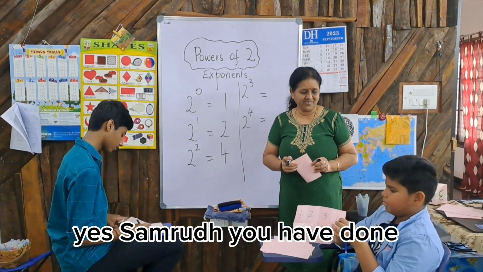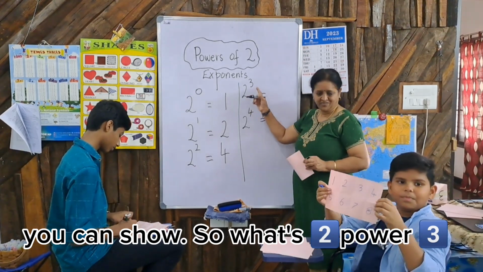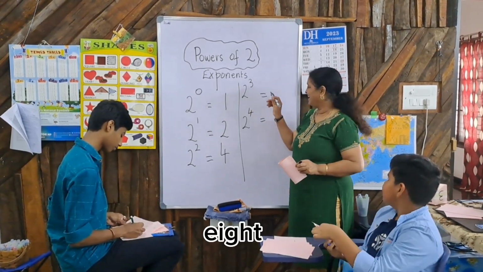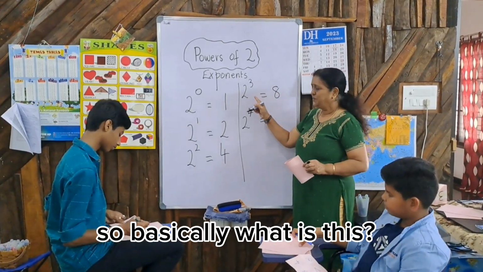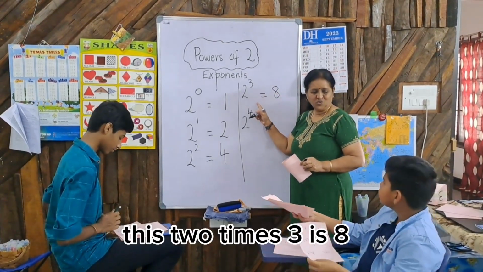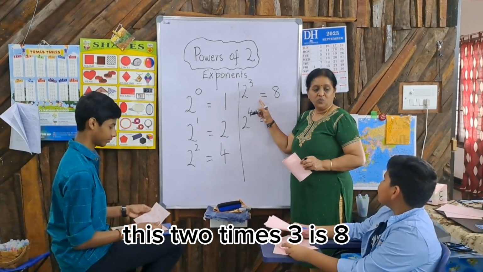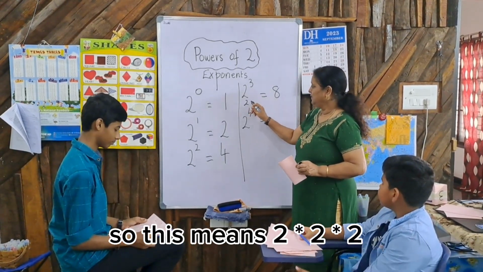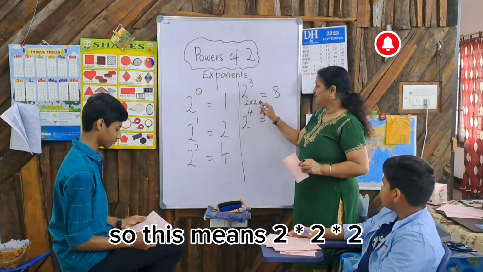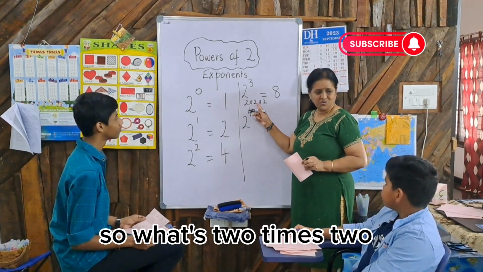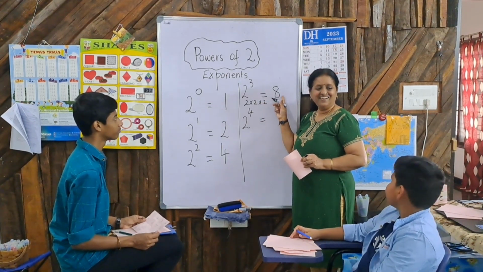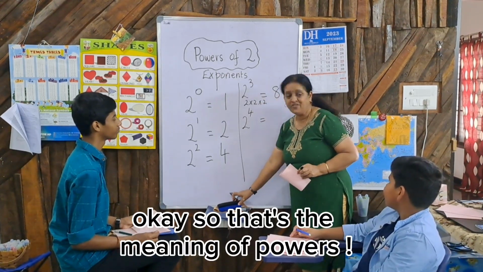Yes, Samrit has done. You can show. So what's 2 power 3? What's your answer? How many parts do you get? 8. So basically this means 2 times 2 times 2. So what's 2 times 2? 4. 4 times 2? 8. Okay, so that's the meaning of powers.